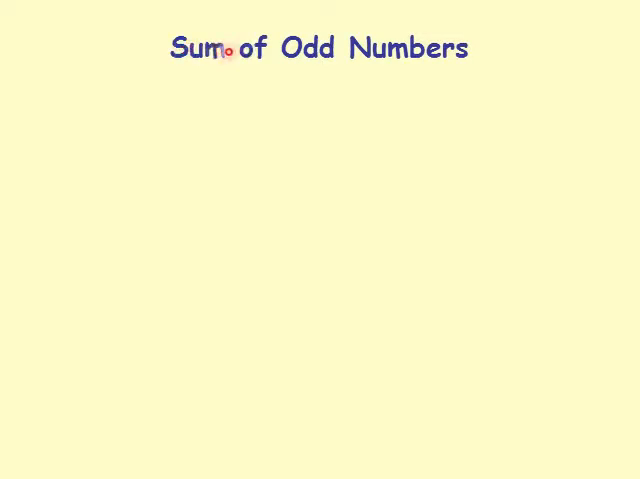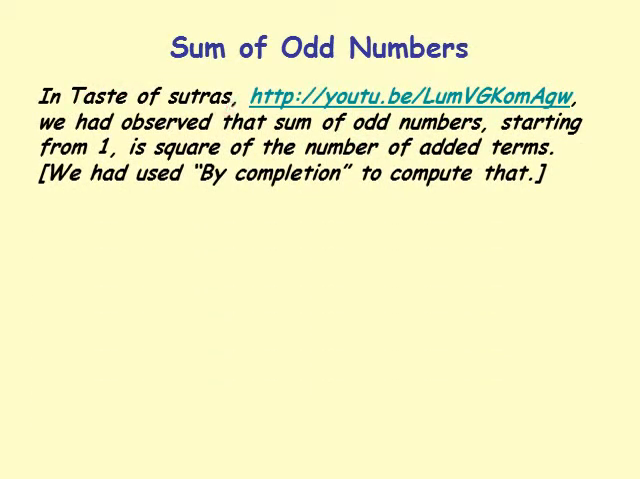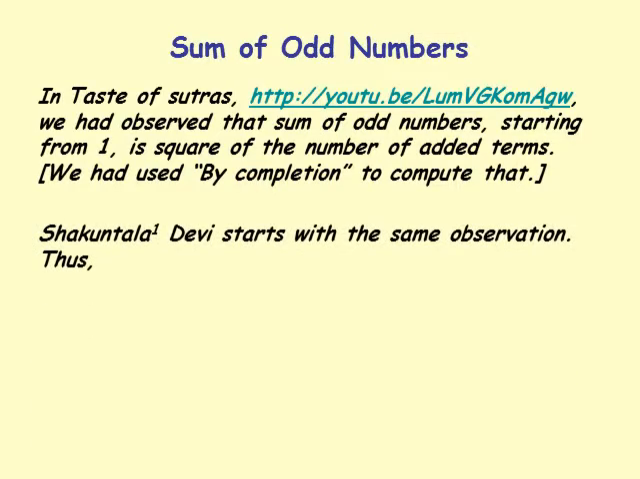The sum of odd numbers is the first observation that Shakuntala Devi makes in her book. In Taste of Sutras, we had observed that the sum of odd numbers starting from 1 is the square of the number of terms. We used the sutra by completion to compute that, and we found that it was a perfect square. Let's continue. Shakuntala Devi starts with the same observation.